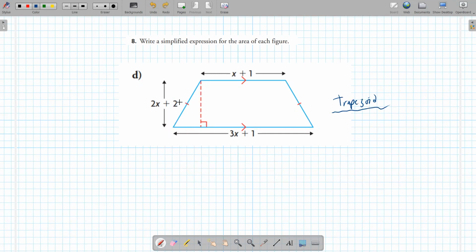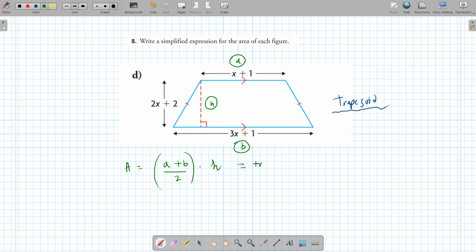How do you find the area of a trapezoid? It's a tricky formula. It's not that simple. I'll give it to you. A trapezoid has 2 sides, top and bottom. This is called A, this is called B, okay? A trapezoid also has a height component, which is this. 2x plus 2 is the height. The area of a trapezoid is equal to A plus B divided by 2 times the height.